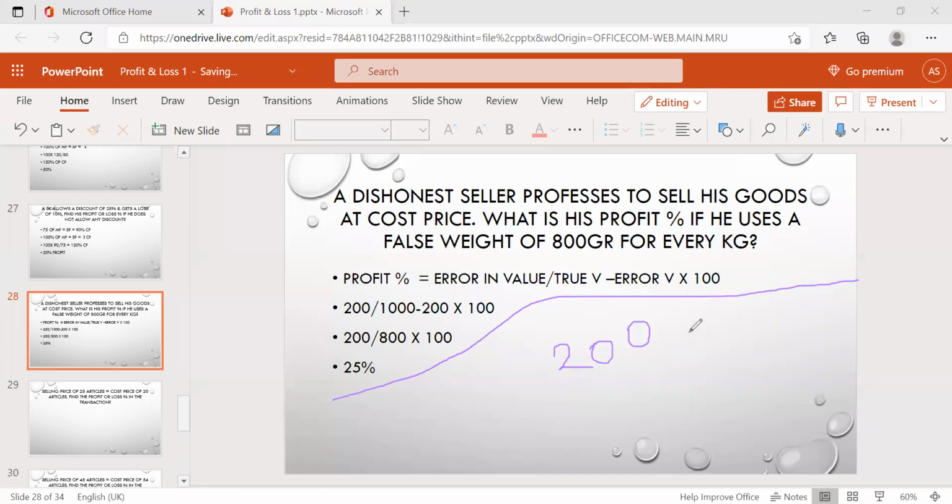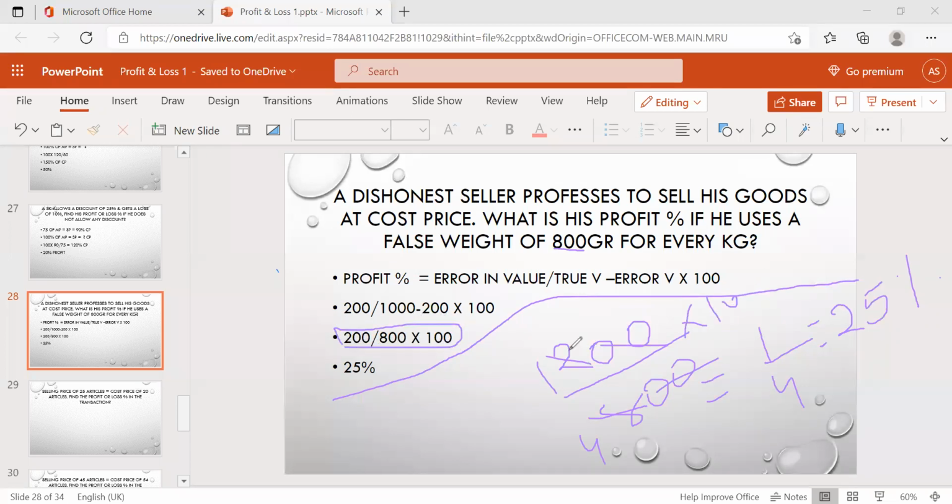And this 200, what is its percentage of 800? Cheating on how many grams? This 200, what percentage of the 800 grams? Two zeros get cancelled, 1 by 4. 1 by 4 is a fraction. If you convert it into percentages, it's nothing but 25%. Simple. Same thing we are doing in the final step, 200 by 800 into 100.